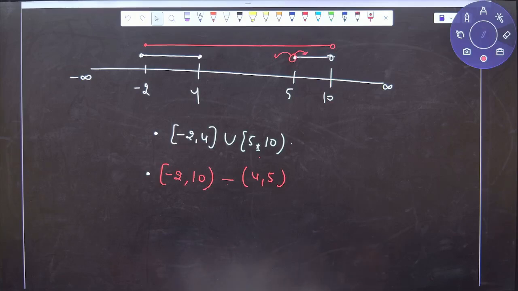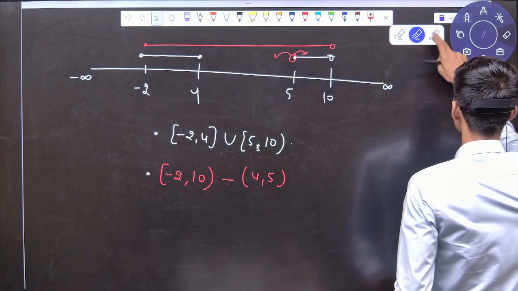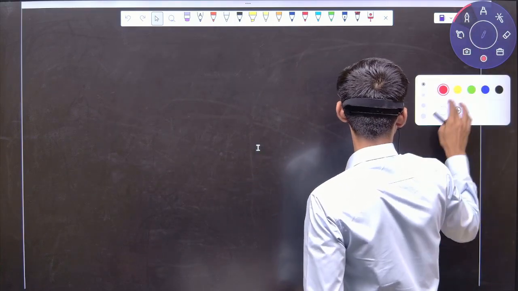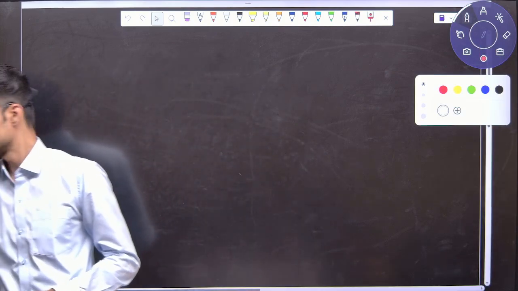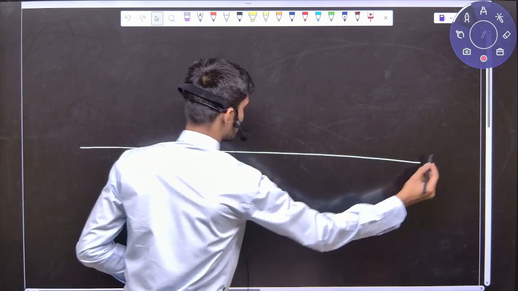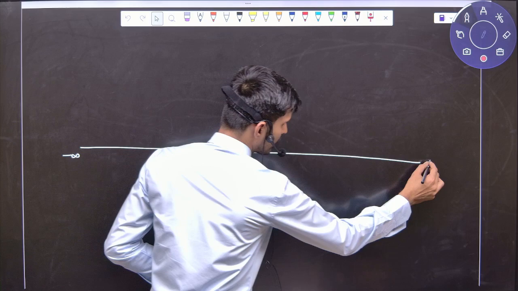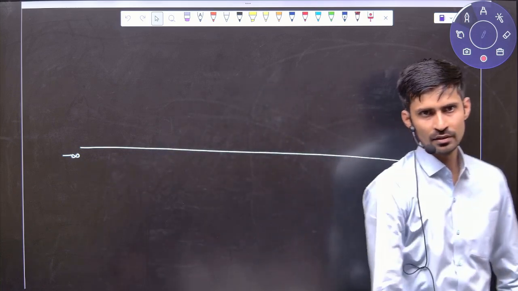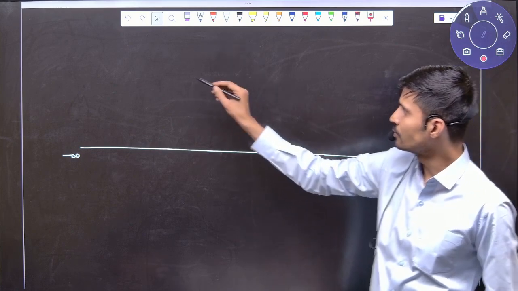Okay, so now again we are going to learn about this symbol, union. So here, see this: minus infinity and infinity. Okay? See, suppose I am asking you one question.